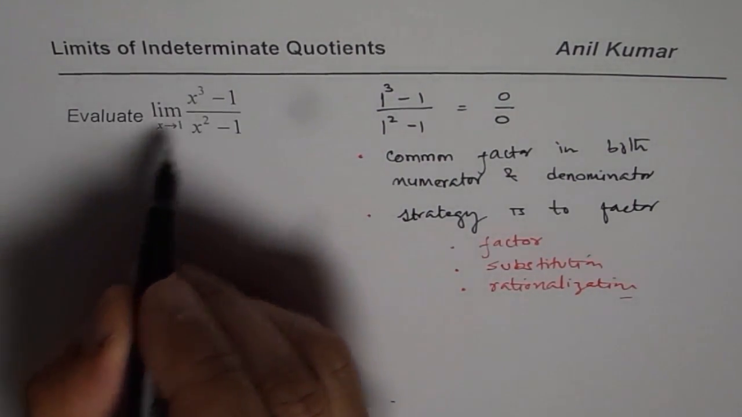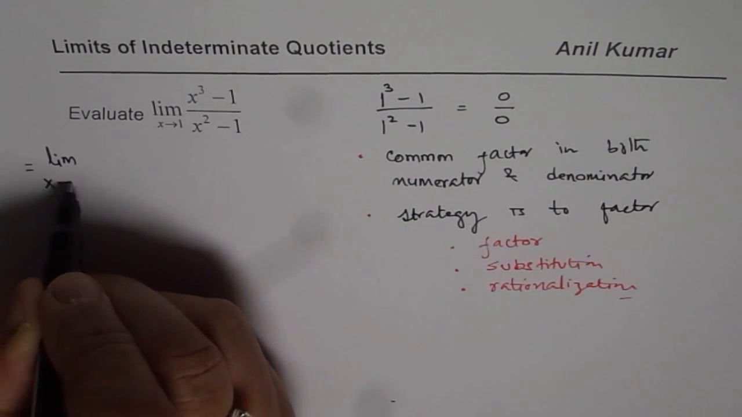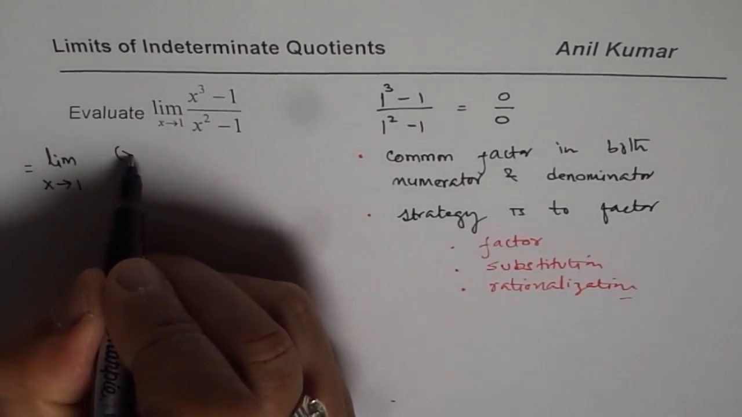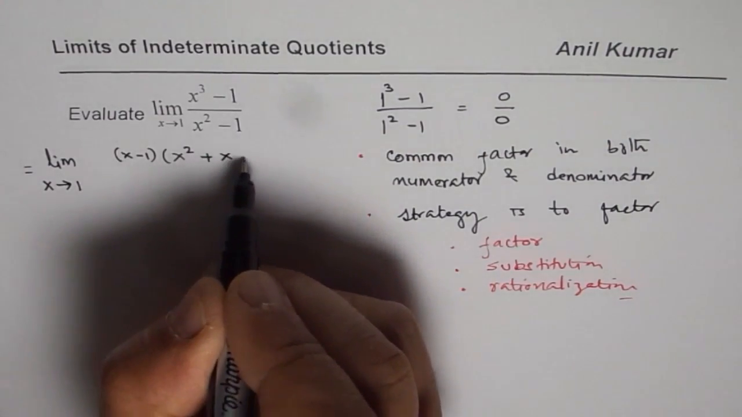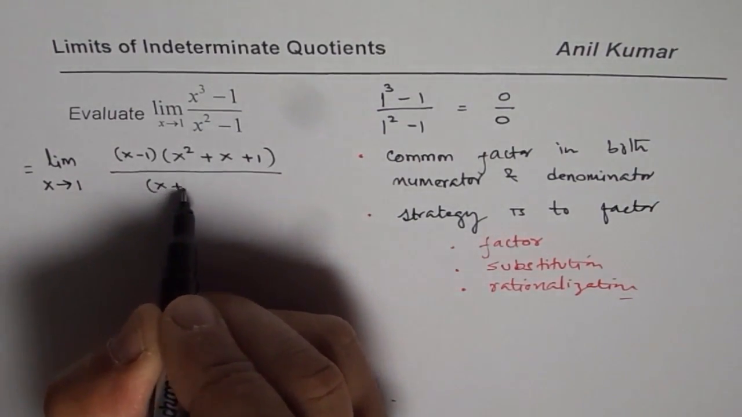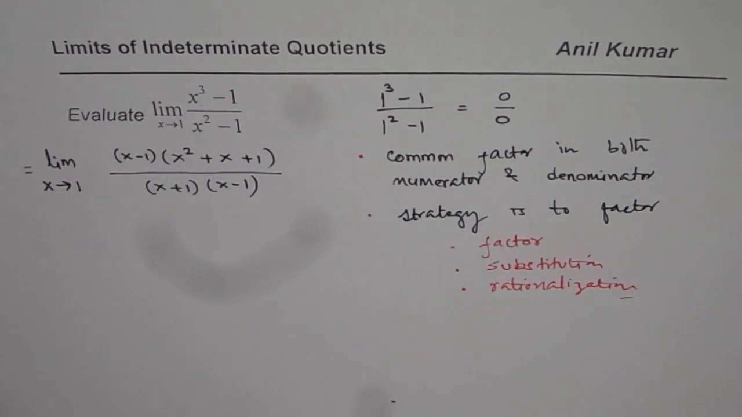So we could write this limit as equal to the limit as x approaches 1 of x cubed minus 1, which could be factored as (x minus 1) times (x squared plus x plus 1), divided by (x plus 1) times (x minus 1). So in this chapter we are going to do a lot of factoring. I'd like you to review factoring skills as we move forward. That is going to help you.